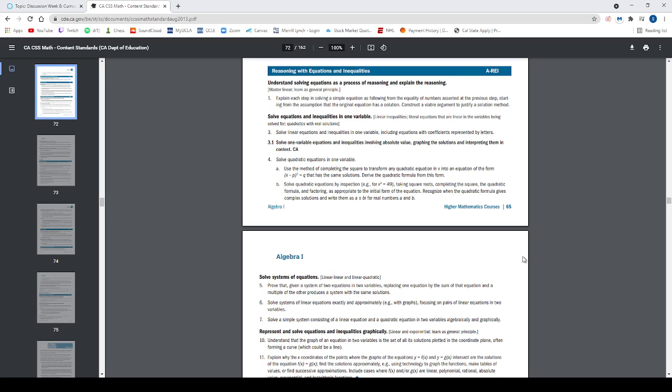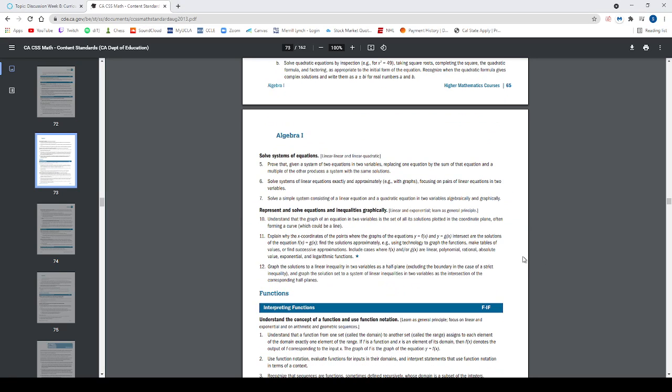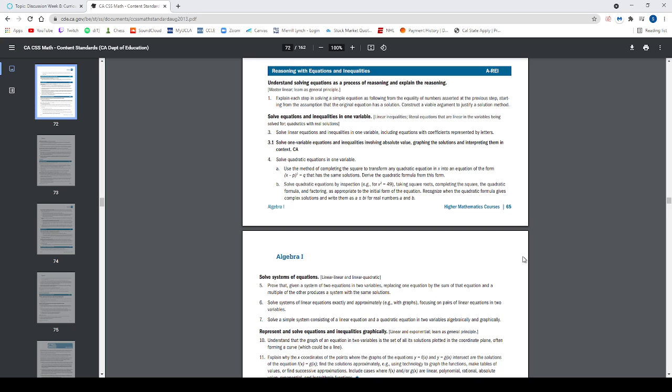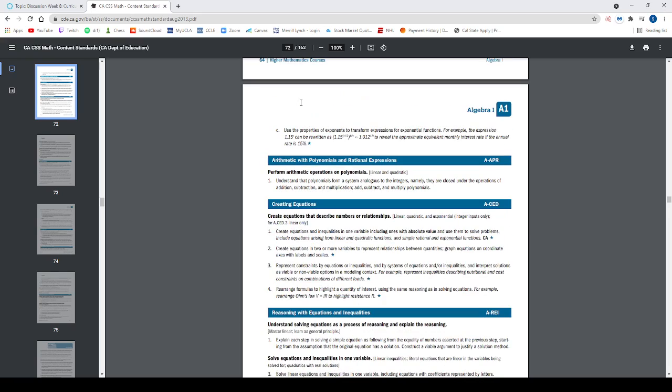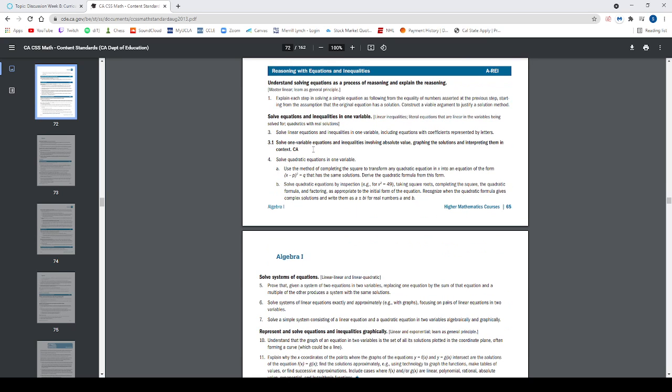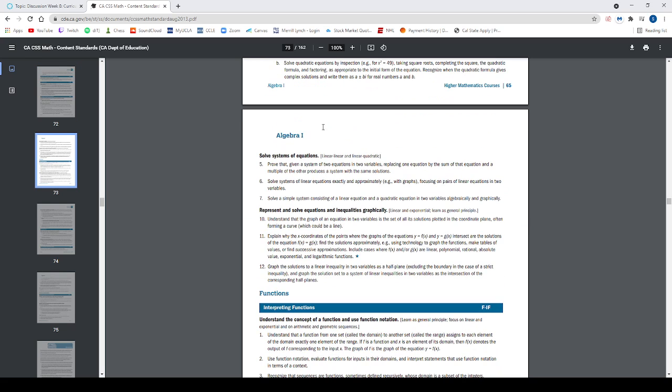Hello, everyone. Today I wanted to introduce a way to authentically assess one of the aspects of the eighth grade level Common Core standards for mathematics. Oh no, this is the Algebra 1 standards. Sorry about that. This is the Algebra 1 standards for mathematics for Common Core. Basically, within the section on reasoning with equations and inequalities, it goes over representing equations graphically.